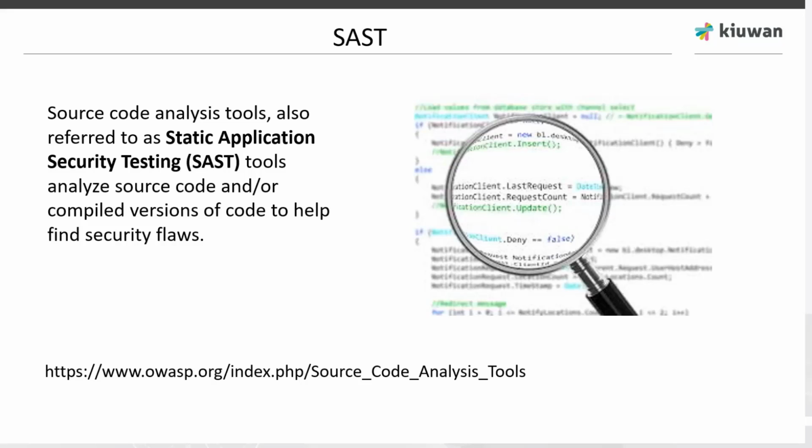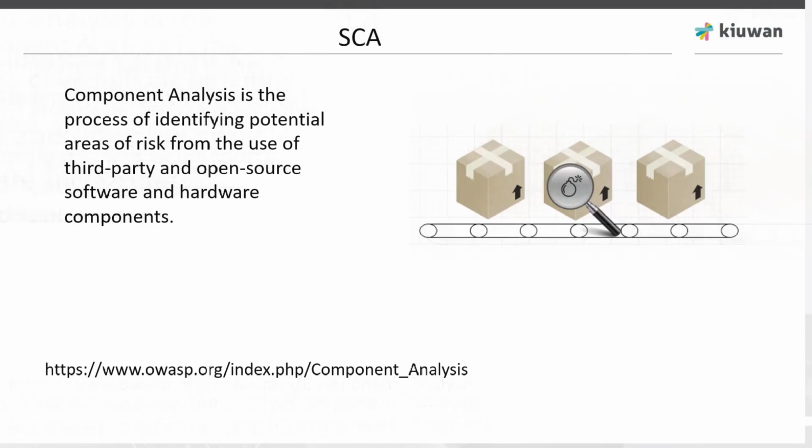Kiuwan is a static application security testing tool, or SAST. So that is, we scan your source code looking for patterns that indicate security flaws or code quality issues that you will see later on. We also do SCA, meaning software composition analysis, which is analyzing your source code for third-party and open source components, and then commenting on the security posture of those components. That gives you an idea of what building blocks you are using in your code that may be vulnerable or exposing you to a risk.